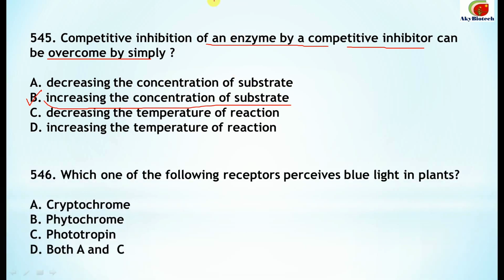Next question: which one of the following receptors perceives blue light in plants? Which receptors perceive blue light in plants? That is cryptochrome as well as phototropin. Phytochrome perceives the red and the far red light.